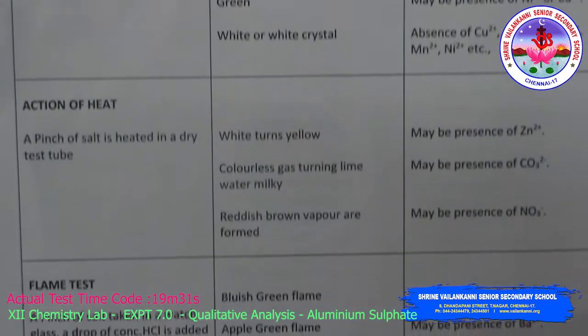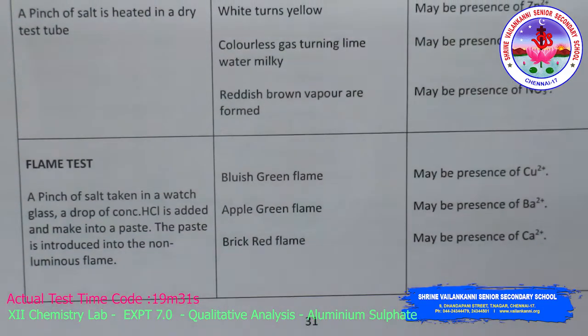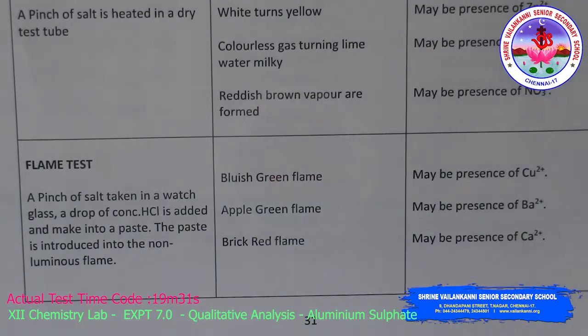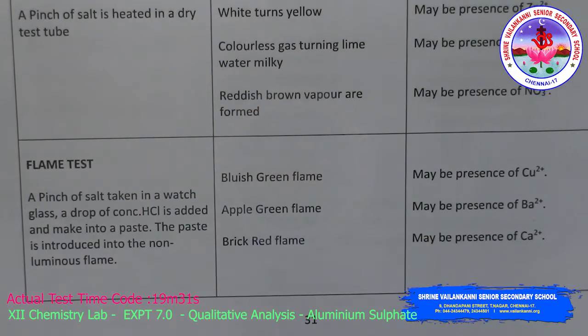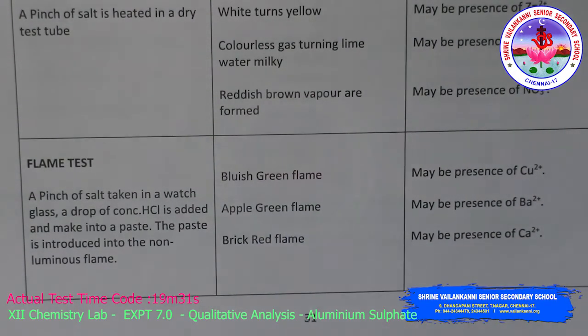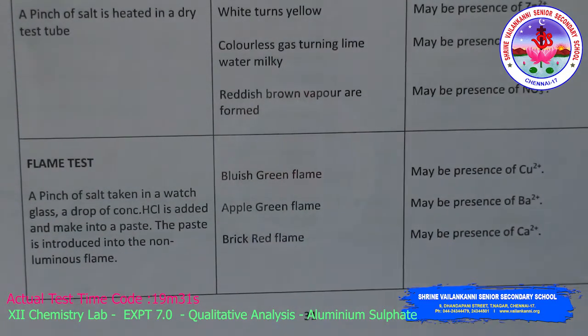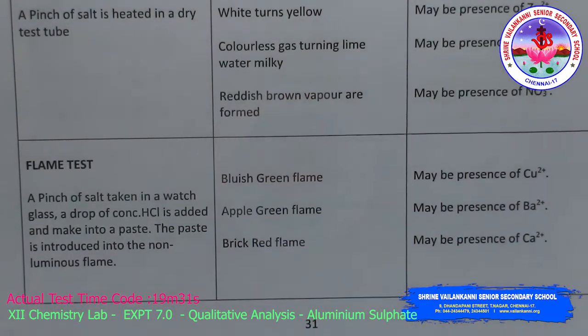Then the flame test. A pinch of salt is taken in a watch glass, a drop of concentrated HCl is added and made into a paste. The paste is introduced into the non-luminous flame. Bluish green flame means maybe presence of Cu2+. Apple green flame may be barium. Brick red flame means maybe presence of calcium.